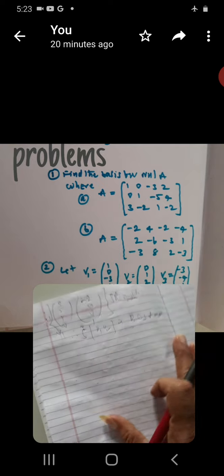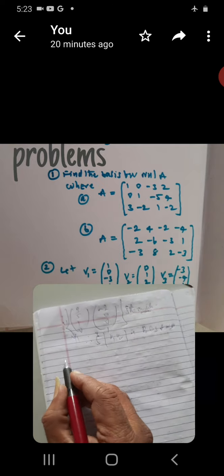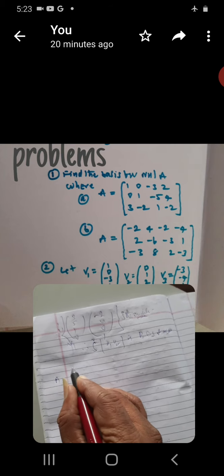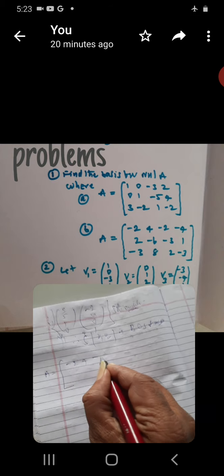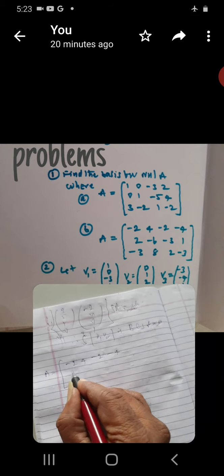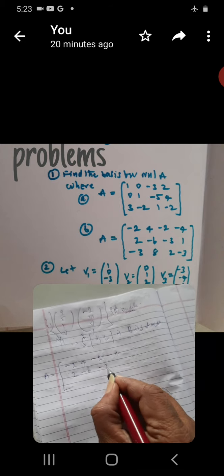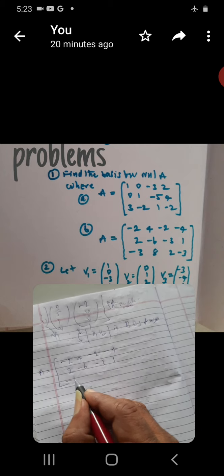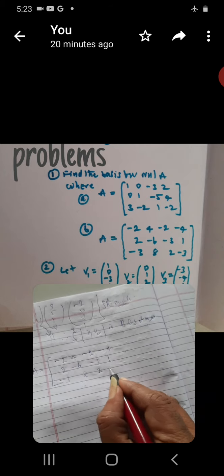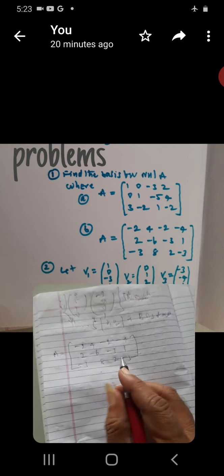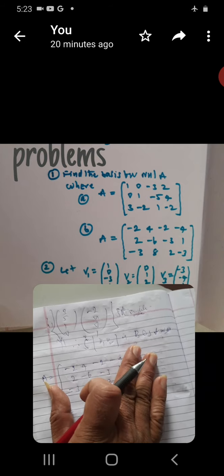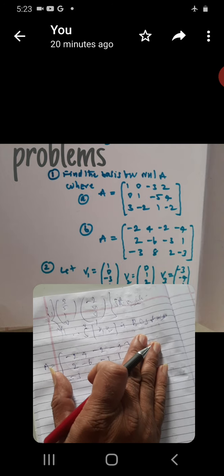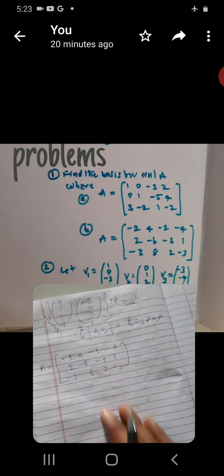Next, see, this is a very important problem. Again, see another problem also. A is given: minus 2, 4, minus 2, minus 4, 2, minus 6, minus 3, 1, minus 3, 8, 2, minus 3. You find the basis of null A. Same operation, no doubt at all.